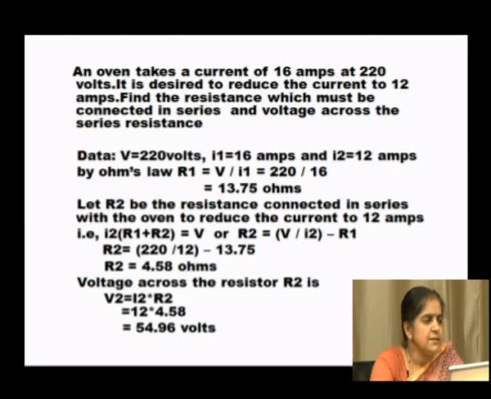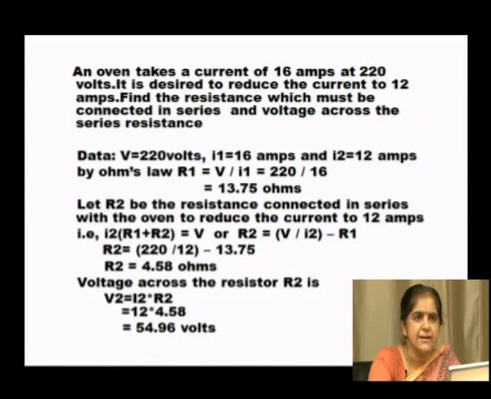The problem is: an oven takes a current of 16 amperes at 220 volts. It is desired to reduce the current to 12 amperes. Find the resistance which must be connected in series and voltage across the series resistance. This is somewhat different from the previous problems. In this case, there is an oven and it takes a current of 16 amperes and the supply voltage is 220 volts. And it is desired to reduce the current to 12 amperes. How to reduce the current to 12 amperes?